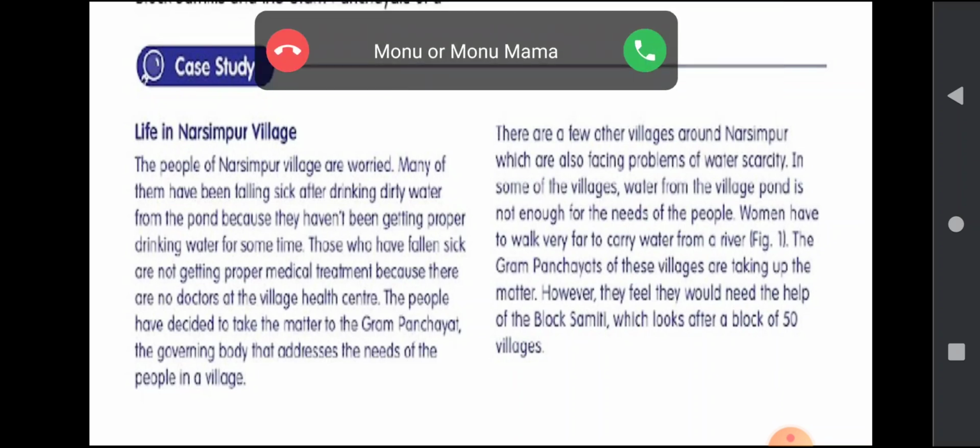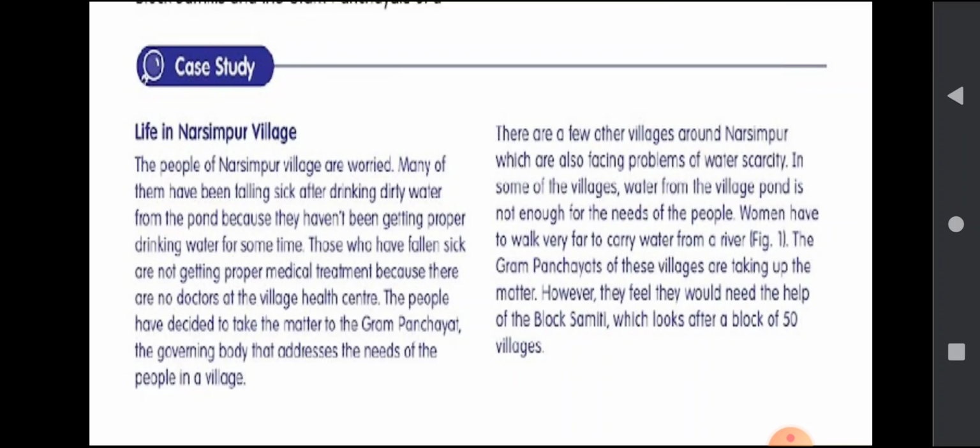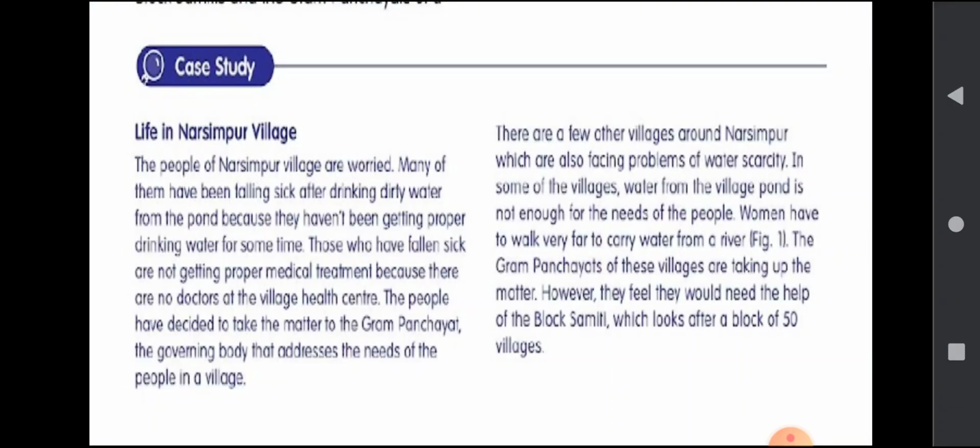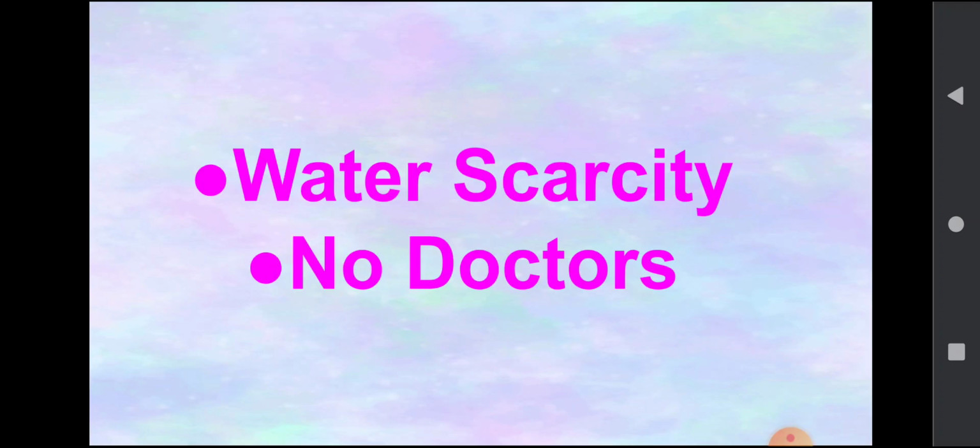I hope all of you are ready with your answers. So now give the answer to this question. What kind of problems are faced by the people of Narsimpur village? Think about it. Yes, the people of Narsimpur village are facing two types of problems. The first one is water scarcity and the second one is that there are no doctors.